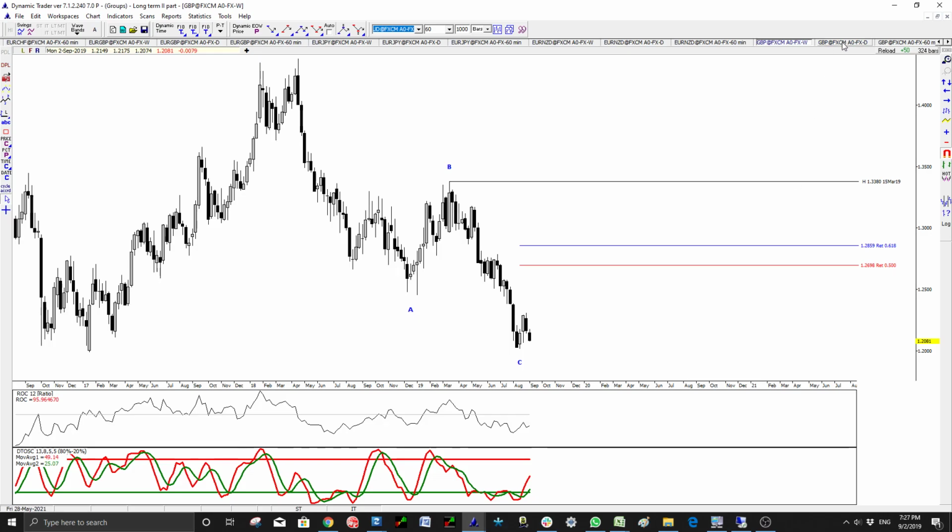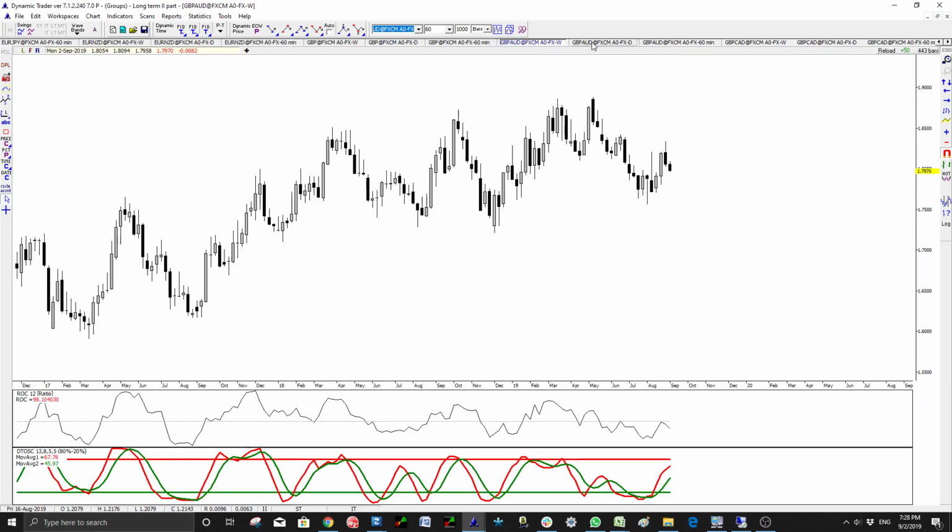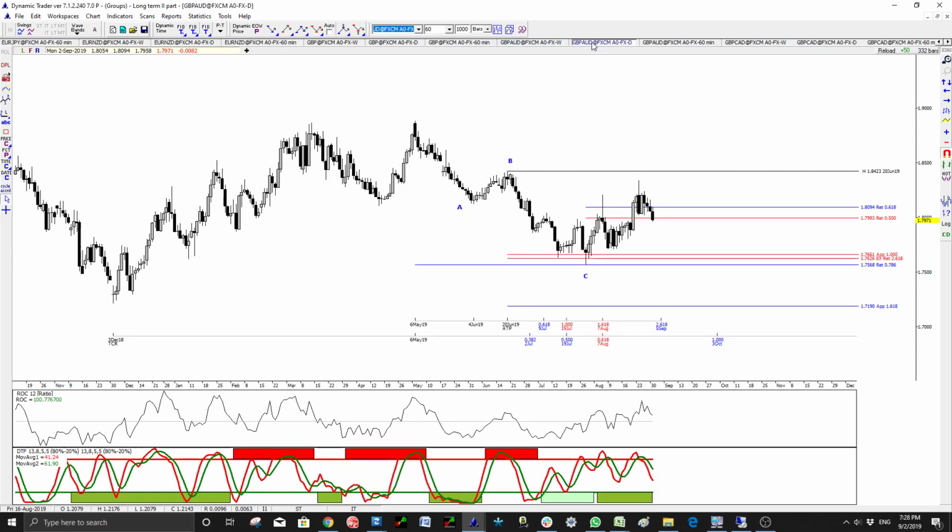This one is already up, so give me a buying signal momentum. Then I'll have to do the time zones, Fibonacci time zones, making sure that I also get a good signal from the time zones. So pound moving towards the upside. Pound Aussie, nothing happening here.